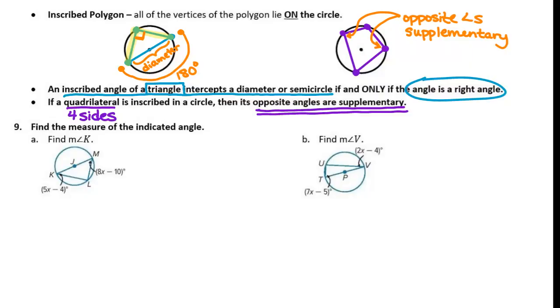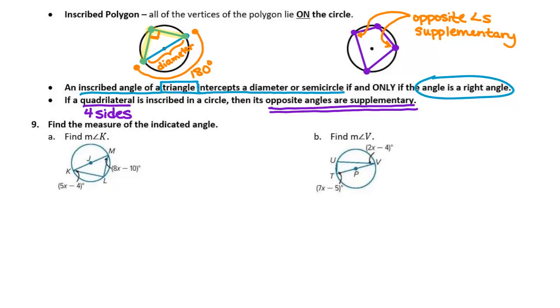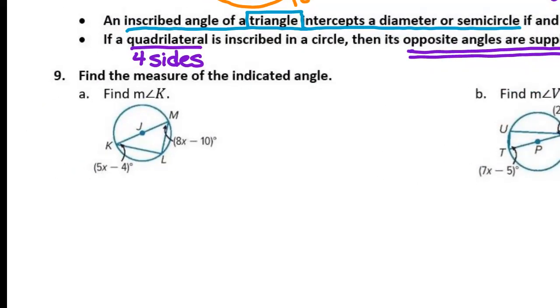If it was the top and the bottom angles that I'm pointing to, those would also be supplementary. Any type of quadrilateral inscribed in a circle will have opposite angles that add to 180. All right, let's try this in a couple problems.